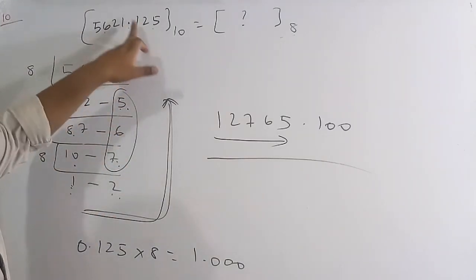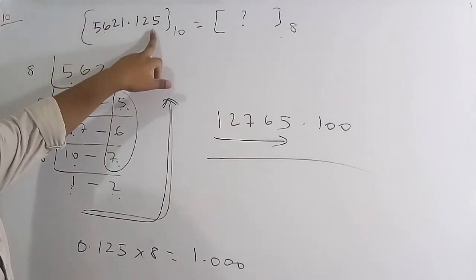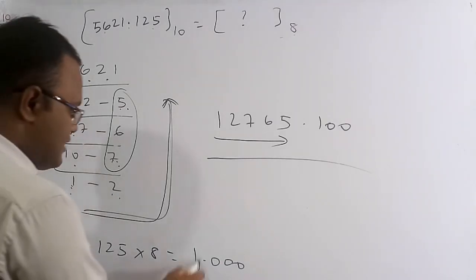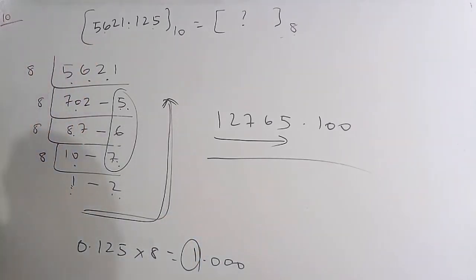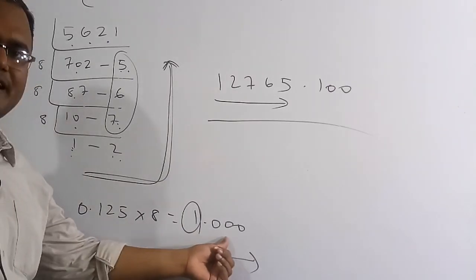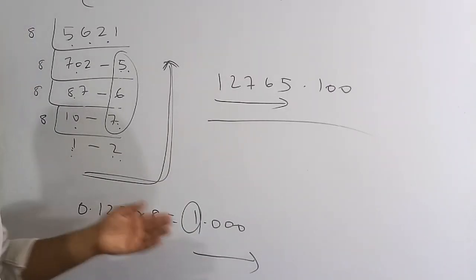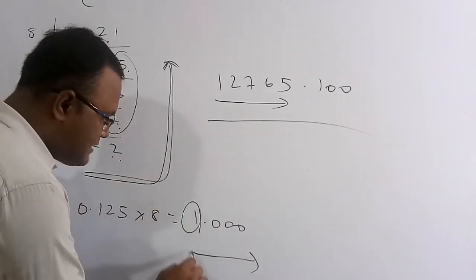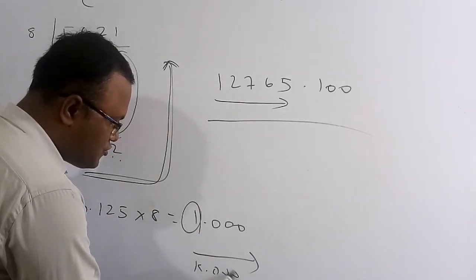Now you have to figure out the octal value for 0.125. You take 0.125 and multiply by 8. If you do, you are going to get 1. So this is the number 1. Suppose you get some other values here, then you have to do multiplication again. But finally you have to get only one number, like some k.000.